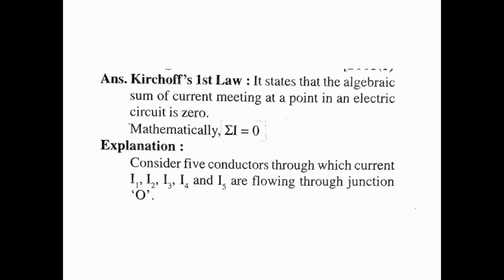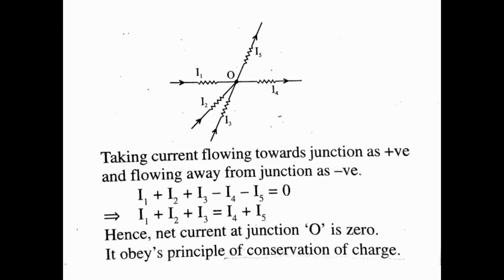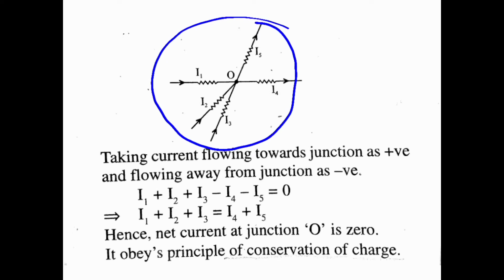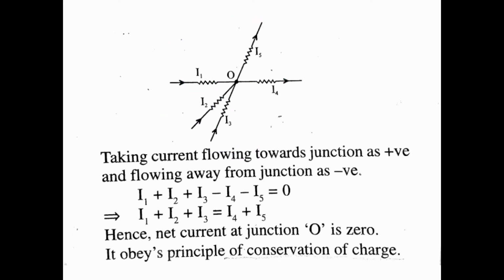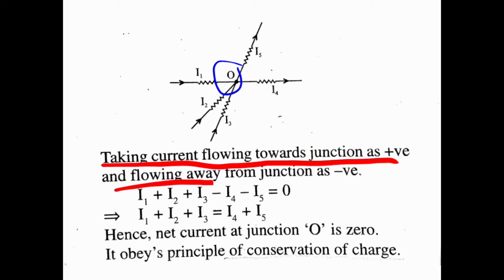So we have to see the figure. What is the figure? Here 5 conductors are present. This is the I1 current, I2 current, I3 current, and these are the I4 and I5 currents, and their junction point is O. Taking current flowing towards the junction as positive and away from the junction as negative.